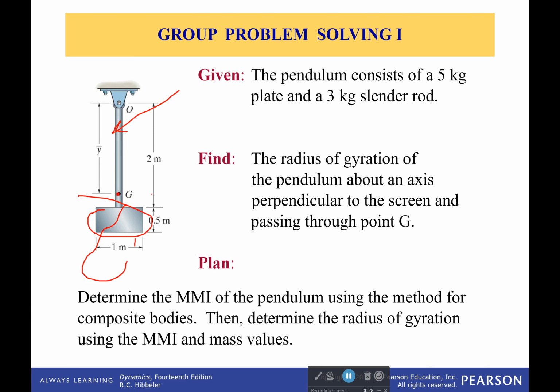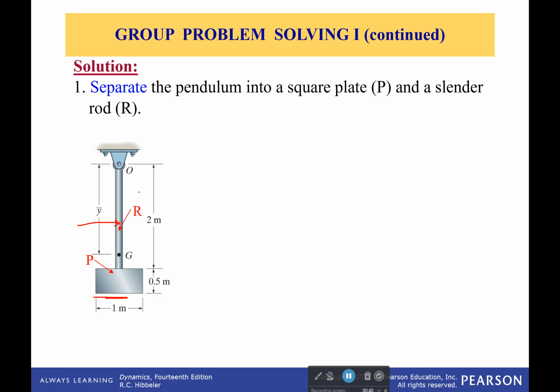So how are we going to do this? Well, we're going to have to figure out the mass moment of inertia for our two bodies, and then also determine the radius of gyration using the mass moment of inertia and our mass values. So let's jump right into it.